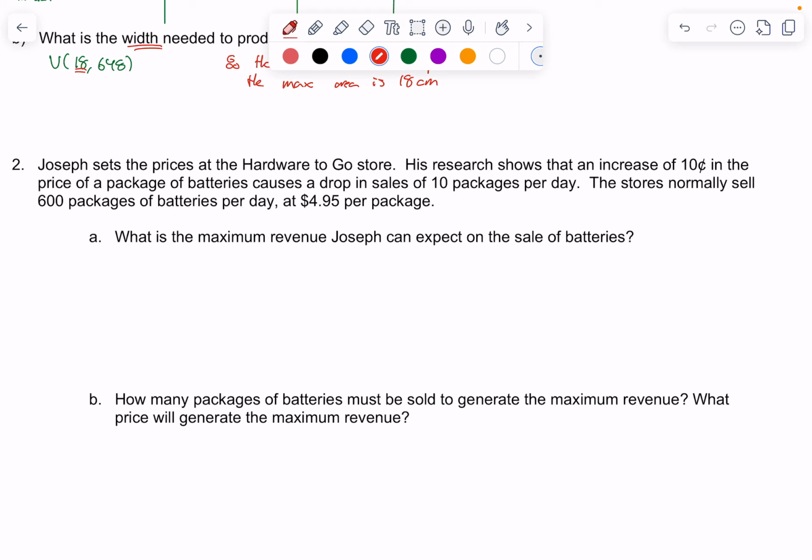Joseph sets the price at a hardware to-go store. His research shows that an increase of 10 cents in the price of a package of batteries causes a drop in sales of 10 packages per day. The store normally sells 600 packages of batteries per day at $4.95 per package. All right. What is the maximum revenue Joseph can expect on the sale of batteries?